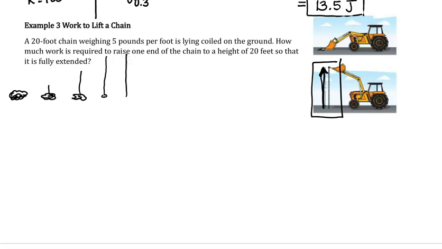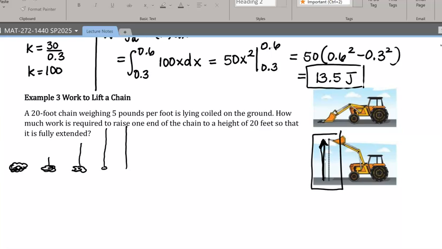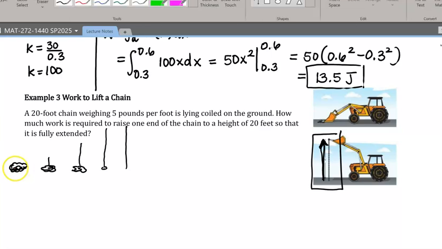Now, if we think about this chain, say we think about the beginning of the chain. Let's say I mark that piece as the beginning of the chain, that part right there. That red piece had to travel the full distance from the ground along this horizontal axis here up until 20 feet up in the air. But there's other pieces of the chain that don't travel the full distance. They travel a little bit less than that. So there are things that are changing in this problem, and so we do have a variable force.